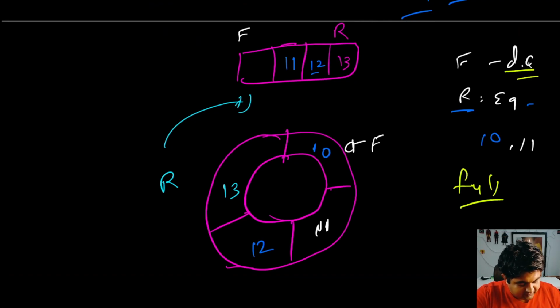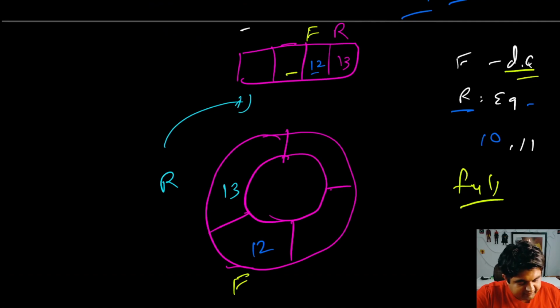So we got rid of this 10. So now this is no longer here, and our front switches to the next element. So now this becomes our new front. And in the same way, if we get rid of 11 as well, once again our front switches, and then we can get rid of this element as well.